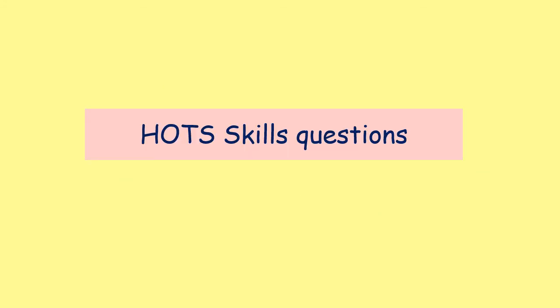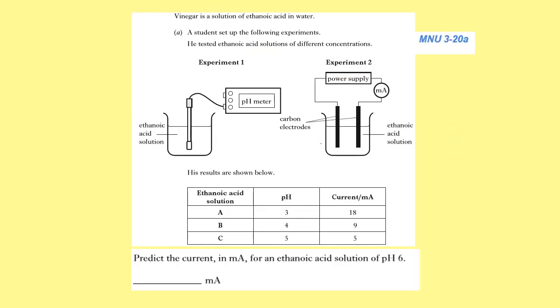And our final question is a hot skills question, so that's going to be numeracy based. We've got a table there, and we've got solutions A, B, and C, and we've been told that solution A is a pH of 3 and it has a current of 18. Solution B is pH 4 and it has a current of 9. Solution C has a pH of 6 and it has a current of 5. What it's asking you to do is predict what the current would be for a solution with pH 6.